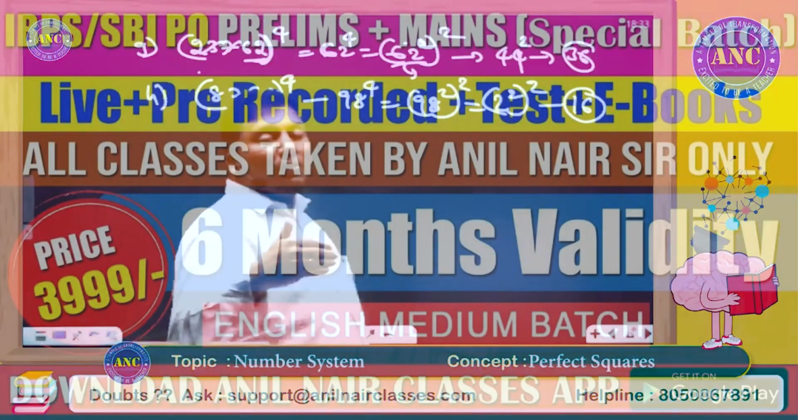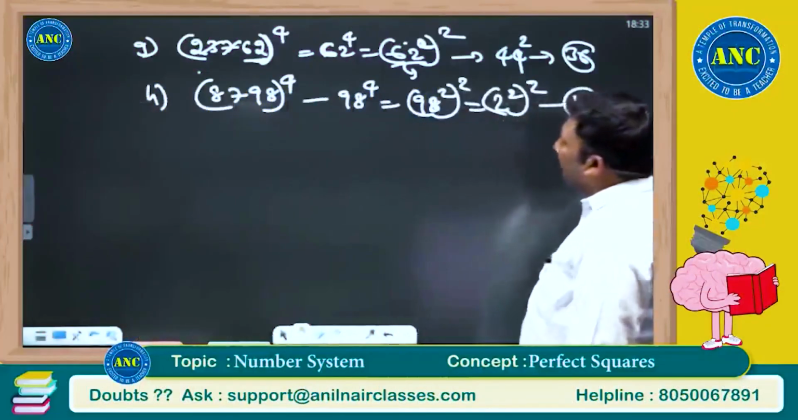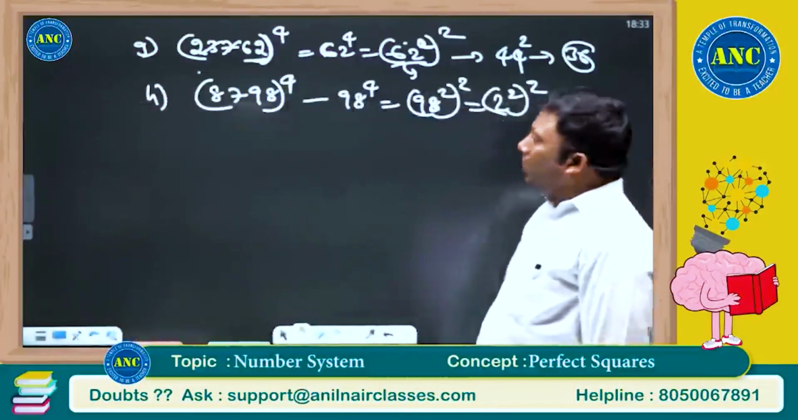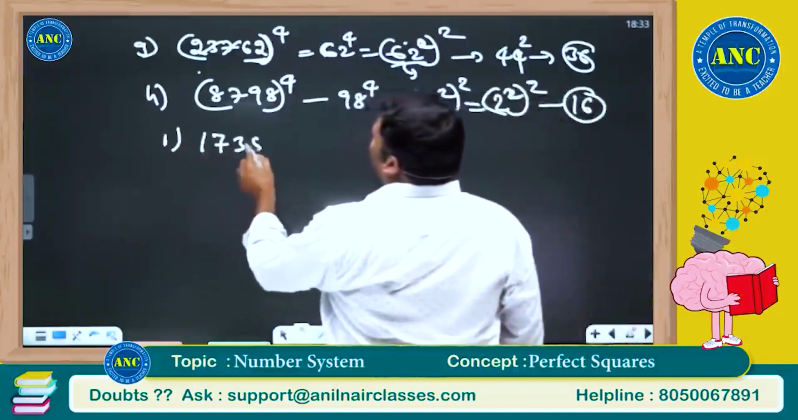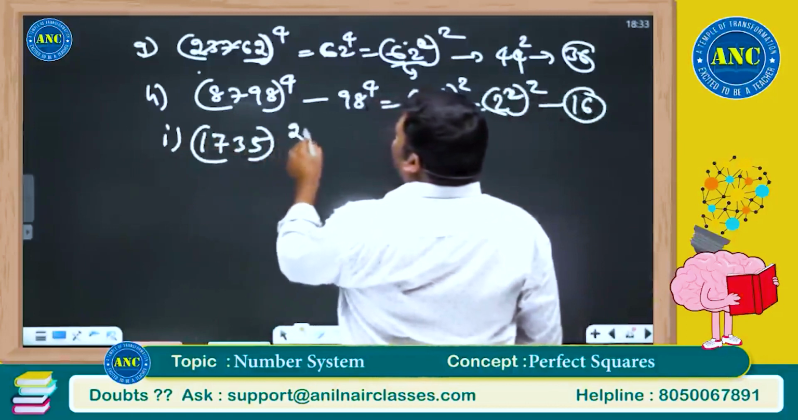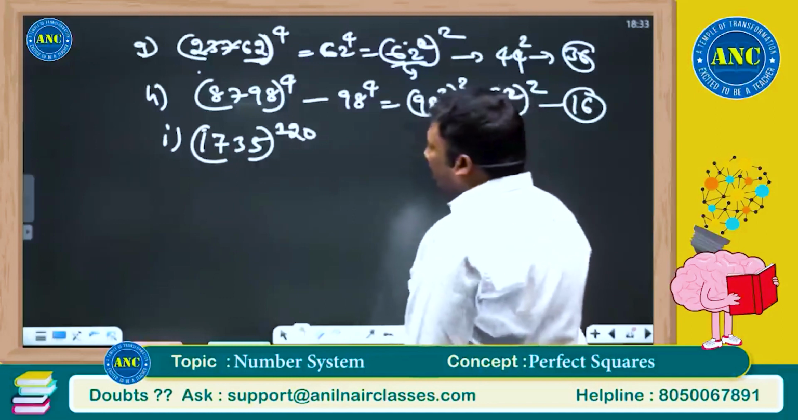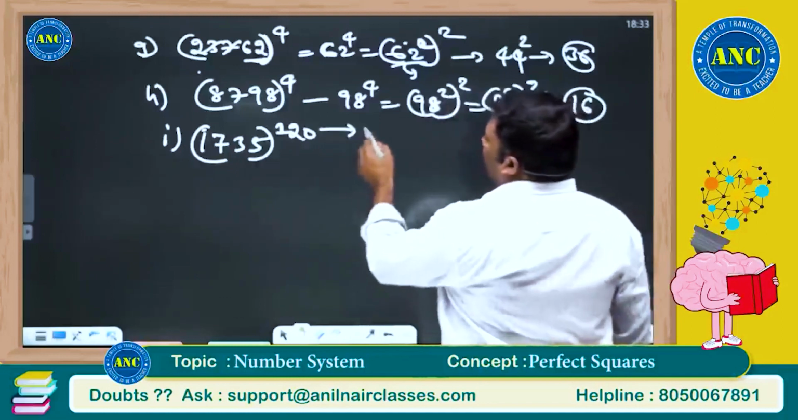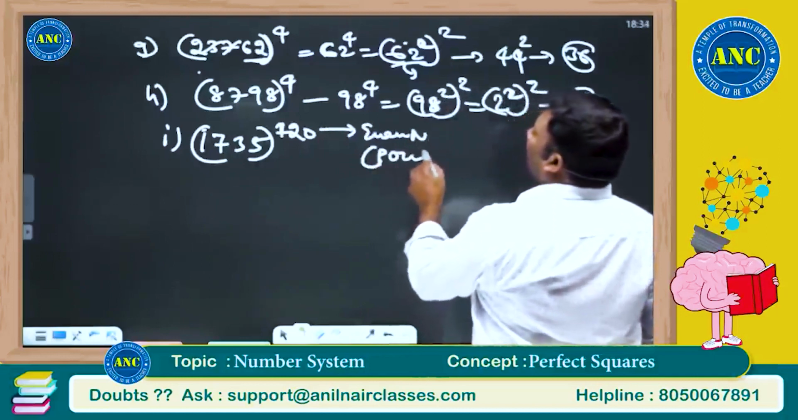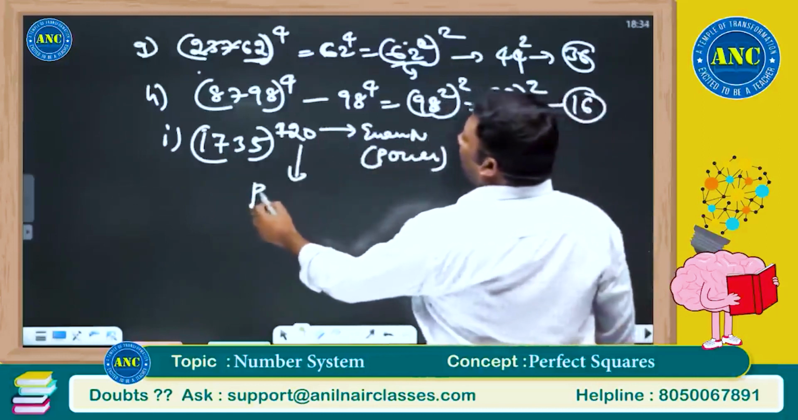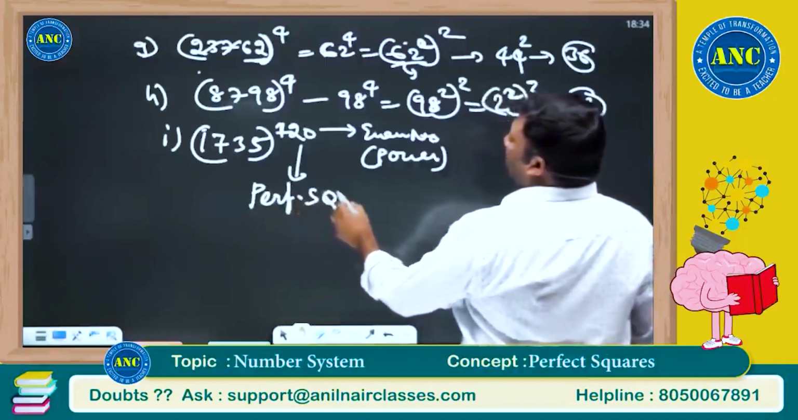What is important to me is not the basic level question. Now I will increase the level of difficulty. I hope these problems are clear. Suppose I have 1735 power 120. Power 120, it is an even number. If the power is an even number, then the number is a perfect square.